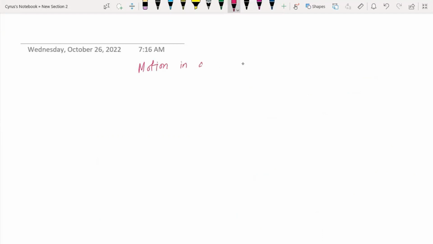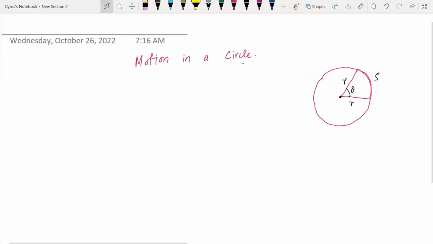Motion in a circle. We have here a circle like this. For example, this is the center of the circle, and we take one of the arc lengths of the circle like this. This is the arc length that we have. We call that S. This is the center of the circle, as you can see. This is the radius R. This is also R. This angle here is theta, because that is subtended at the center of the circle.